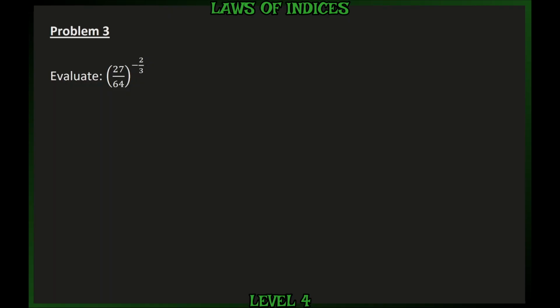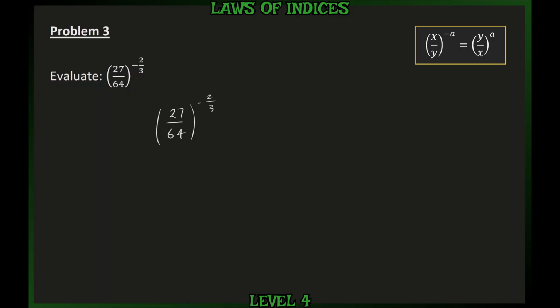In problem 3, we're evaluating (27/64) raised to the power of minus 2/3. Now since we have a fraction raised to a negative power, we can start by using this law, which tells us that (27/64) raised to the power of minus 2/3 can be rewritten as (64/27) raised to the power of positive 2/3.